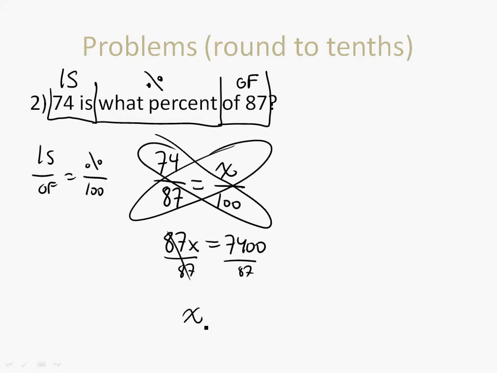And this one gives us a really long decimal, so we'll round for this one to tenths. It's 85.057, etc. And so we look at, there's 0, and that's the tenths place. The 5 is 5 or greater, so that means we're going to round that up to 1. So x is approximately 85.1. So we know that 74 is about 85.1% of 87.